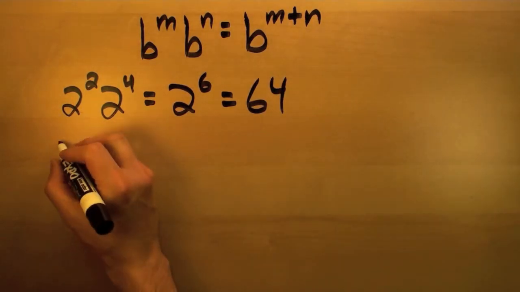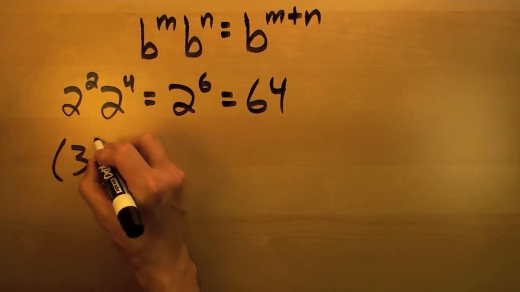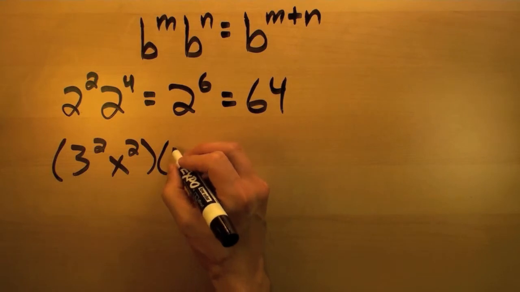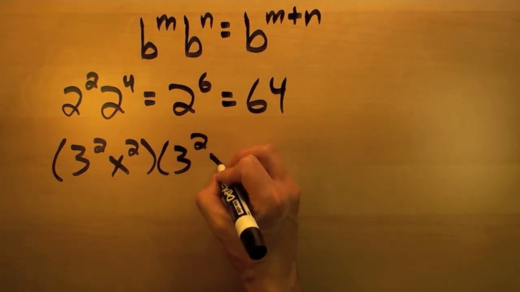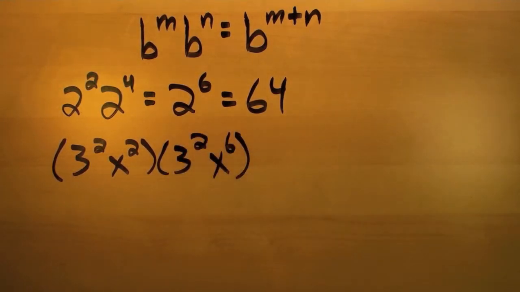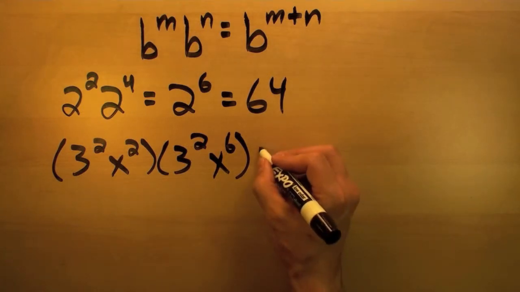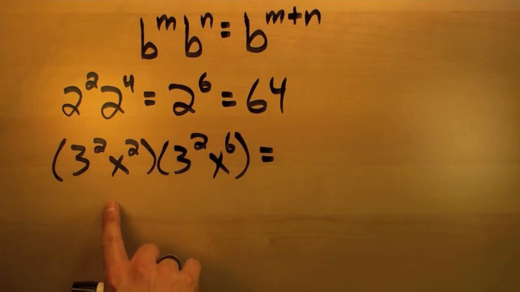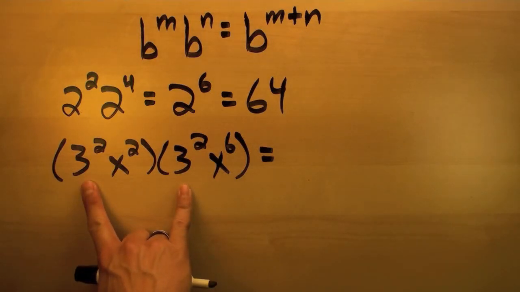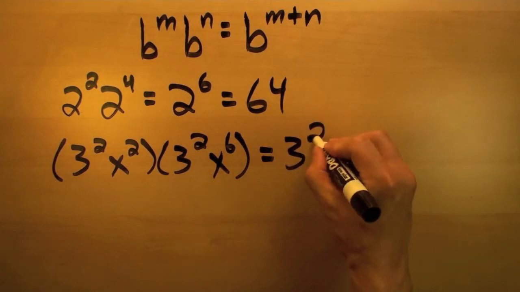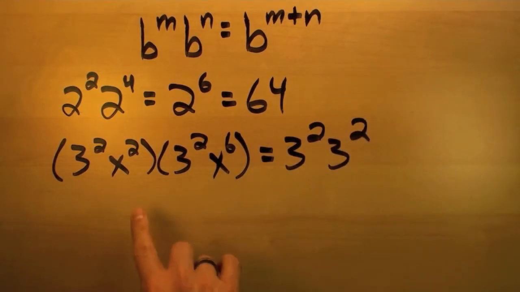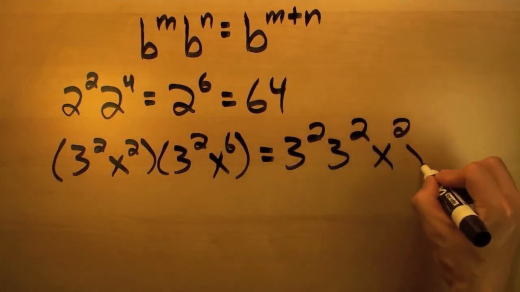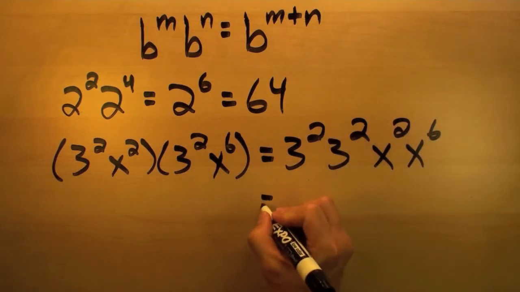And if we examine something a little bit more complicated, like 3 squared x squared times 3 squared x to the sixth, well, we can multiply these in whatever order we want. So let's multiply the 3's together first. So we have 3 squared times 3 squared. And then we'll multiply the x's together to get x squared times x to the sixth.